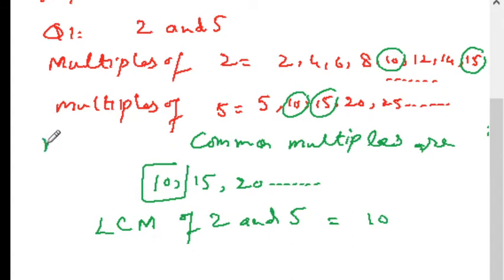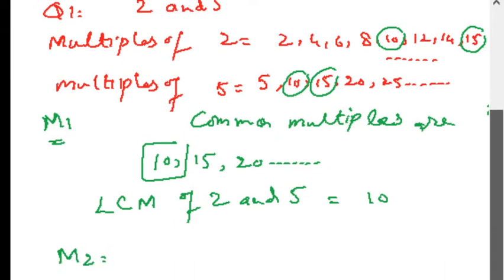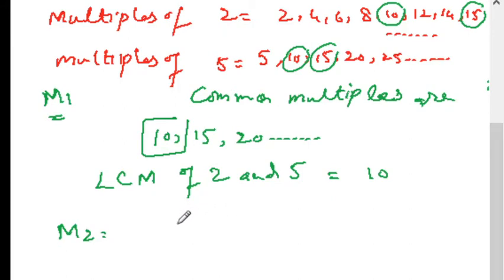Okay, this I used method 1. Now method 2, I'm teaching you another method which is also very easy. If you want to use that method, you can use that. See, draw two lines here, one vertical line, one horizontal line, and write both the numbers 2 and 5.